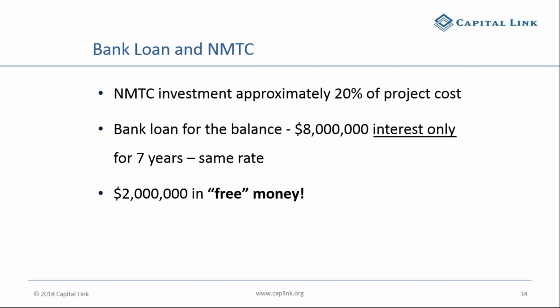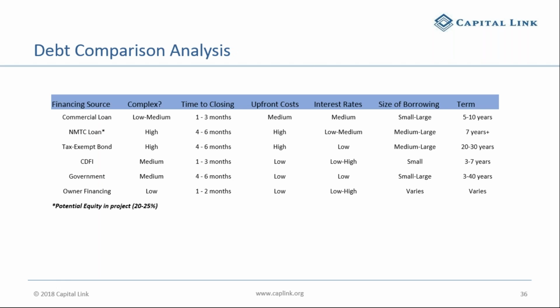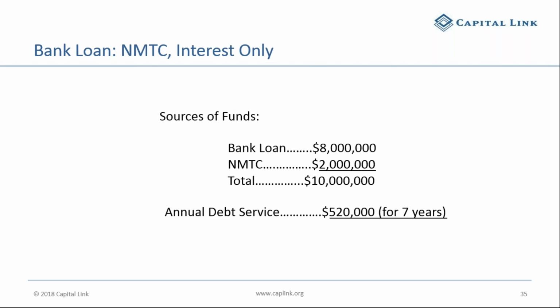So the investment is approximately 20% of project costs, with a bank loan for the balance, which funnels into the new markets structure. It's an $8 million loan, interest only, for 7 years at the same rate as the bank loan. $2 million in quote unquote free money. And then the bank loan is $8 million, new markets of $2 million for a total of $10 million, but the annual debt service is only $520,000. The reason for that is it's interest only, and it is for 7 years.